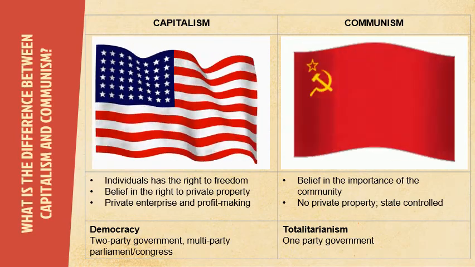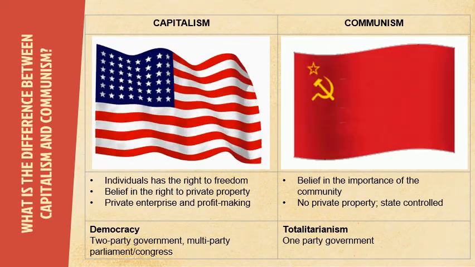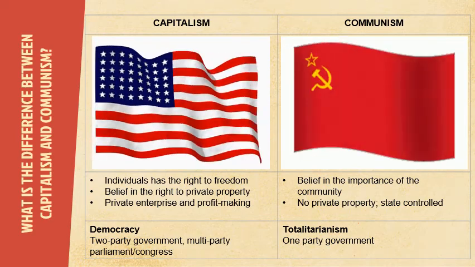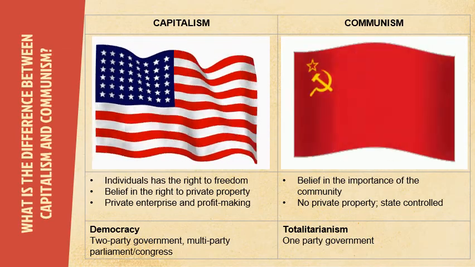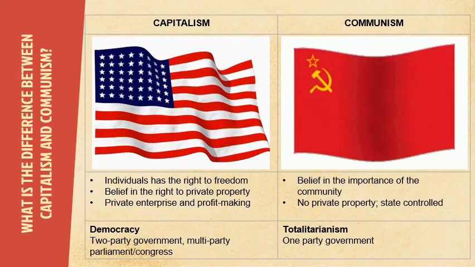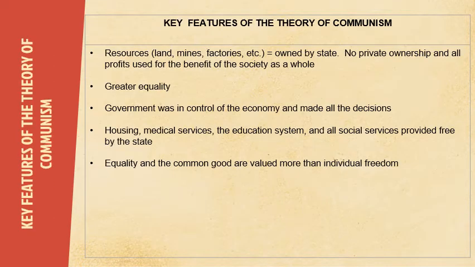They questioned the value of the whole capitalist system and suggested an alternative form of government which became known as socialism or communism. The most important of these writers was Karl Marx. Before we get to Karl Marx, let's look at the key features of communism.